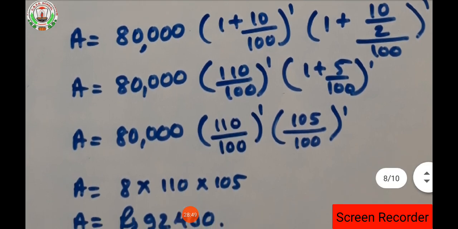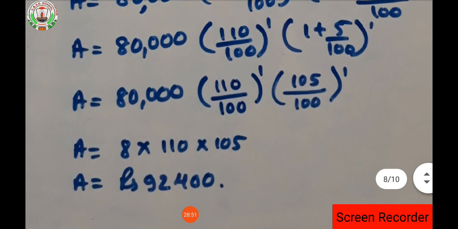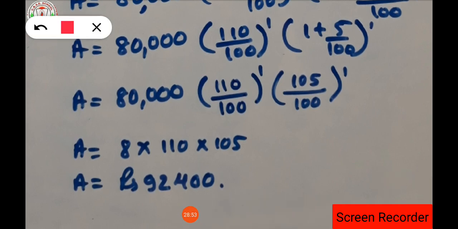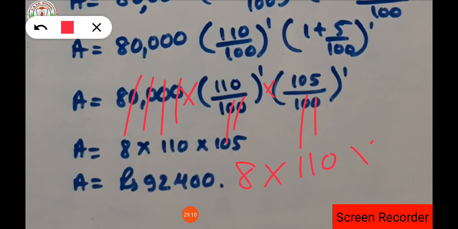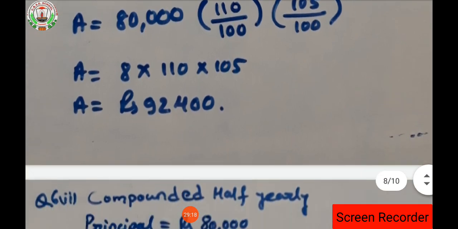Okay, now we can easily solve these numbers. How many zeros here? 2 zeros will get cancelled from the numerator. Again the denominator 2 zeros will be cancelled with the numerator 2 zeros, as the multiplication sign is present in between the numbers. So what is the number left out? 8 into 110 into 105. While multiplying this number, we will get the answer as 92,400 rupees as an amount.